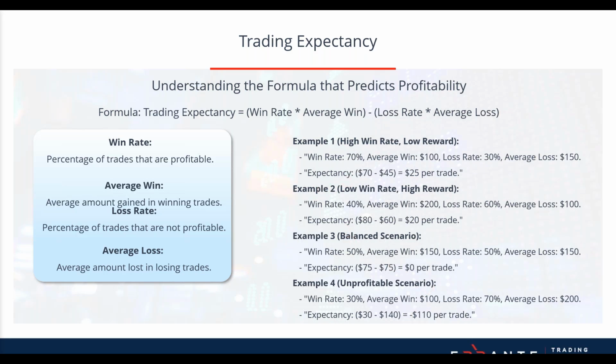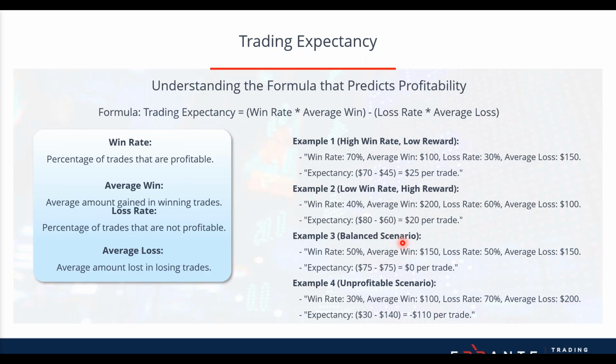Now let's jump to example 3. In a balanced scenario, with equal win and loss rates and amounts, say 50% for both rates and 150 for both average win and loss, the expectancy is 0. This indicates a break-even strategy where wins and losses offset each other.